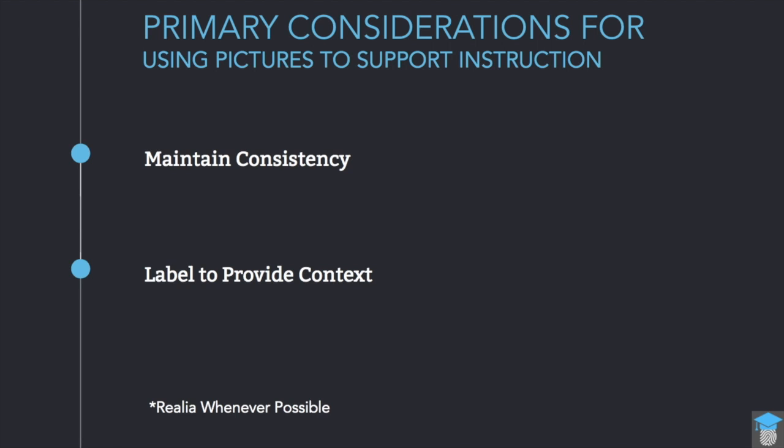These two primary considerations will take you really far in using pictures to support instruction. First, we maintain consistency. Use the same image over and over again to represent a concept, item, or term each time it comes up. This way, when a new picture is presented for a familiar idea, it immediately and very strongly cues students to a change in how they'll be using that term or addressing that same concept.